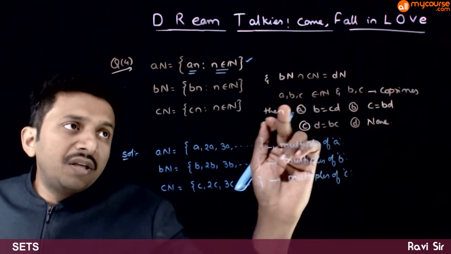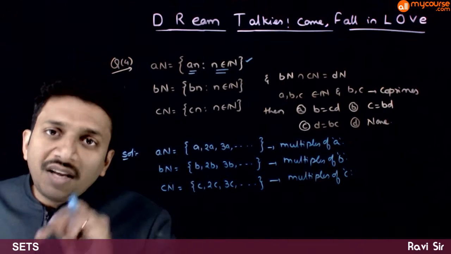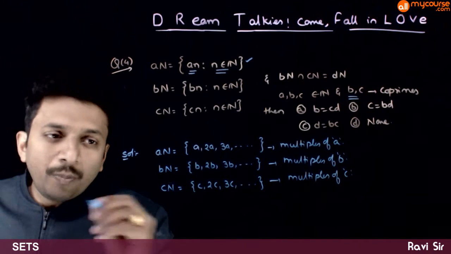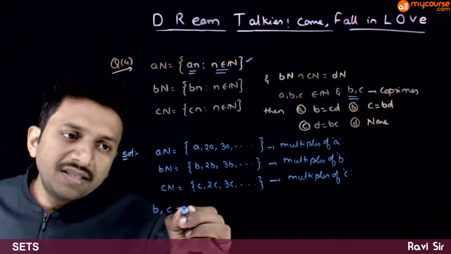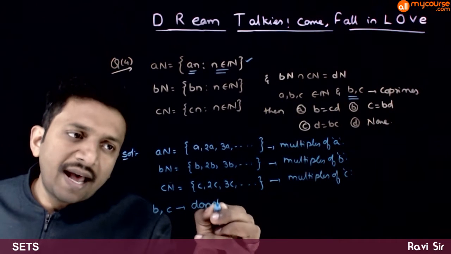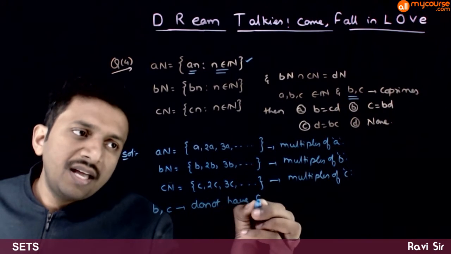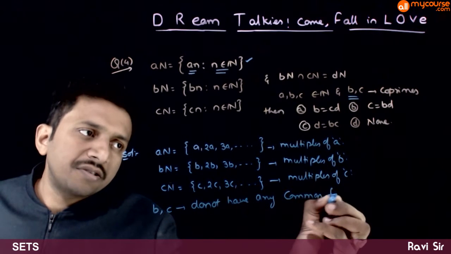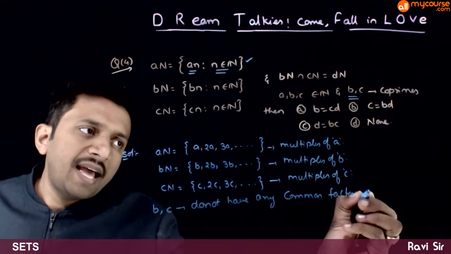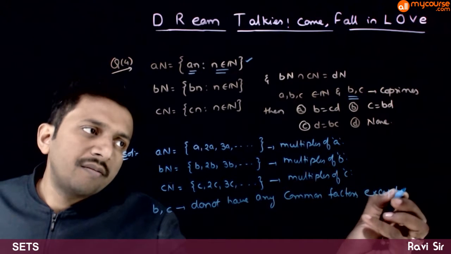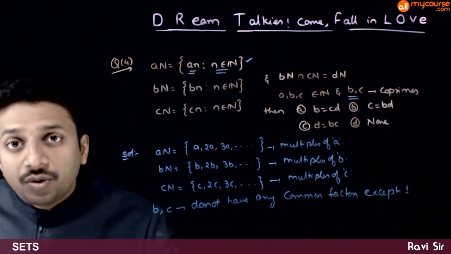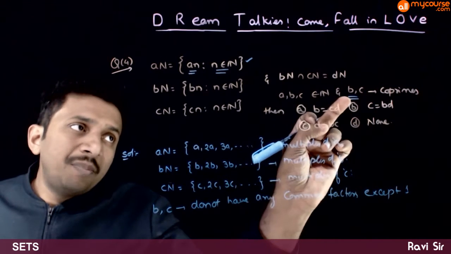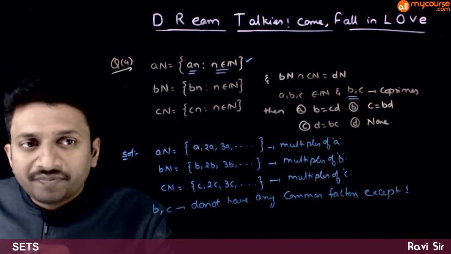Now, you're given that A, B, C are three natural numbers and B and C are co-primes. Co-primes means that B and C do not have any common factors except one. B and C do not have any common factors except one. That's the meaning of B and C being co-primes.